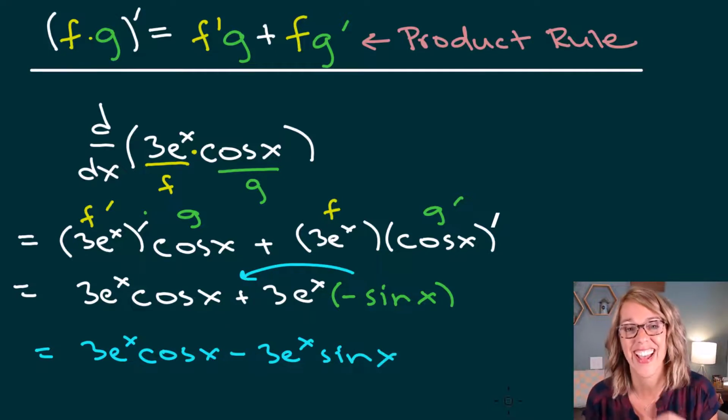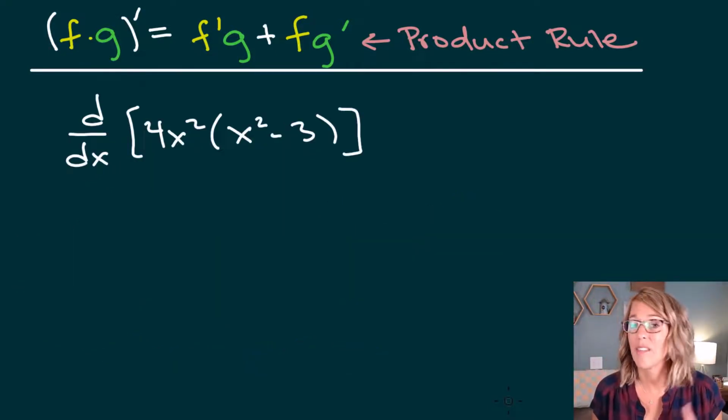Okay, you're getting this. Next example. In this next example, I have another product. I've got 4x squared times x squared minus 3, which I could differentiate by applying that product rule.